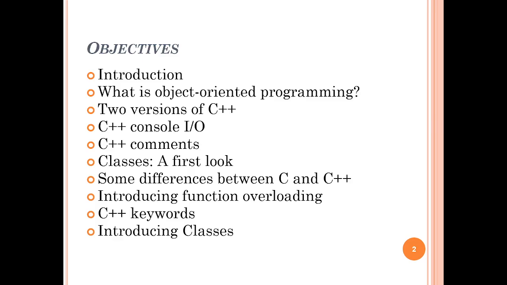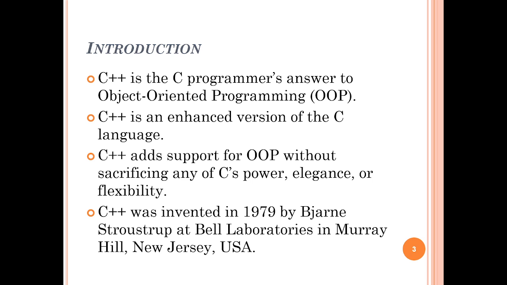Just tell me, what is C++? C++ is an object-oriented programming language. It is an enhanced version of the C language. It adds support for OOP without sacrificing any of C's power. That is, we can use all the C programming looping structures, variables, structures, unions, everything in C++ with elegance and flexibility, with the syntax of C++.